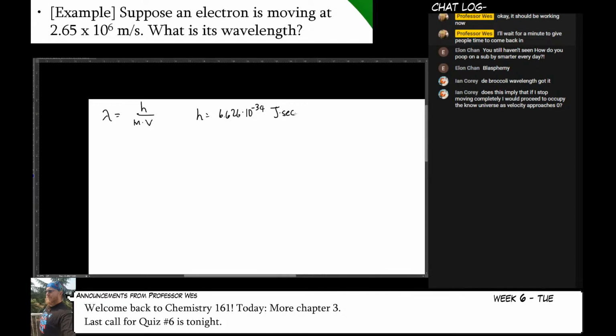And I know what the mass of an electron is because I can look that up. I need it in kilograms, so I'm going to go look this up. The mass of an electron is 10 to the minus 31 kilograms. And then velocity, it's going real fast.